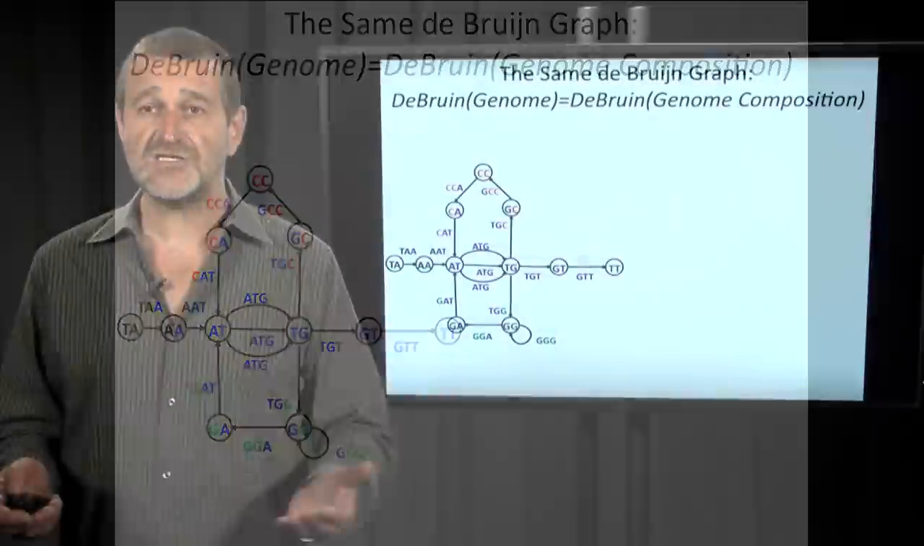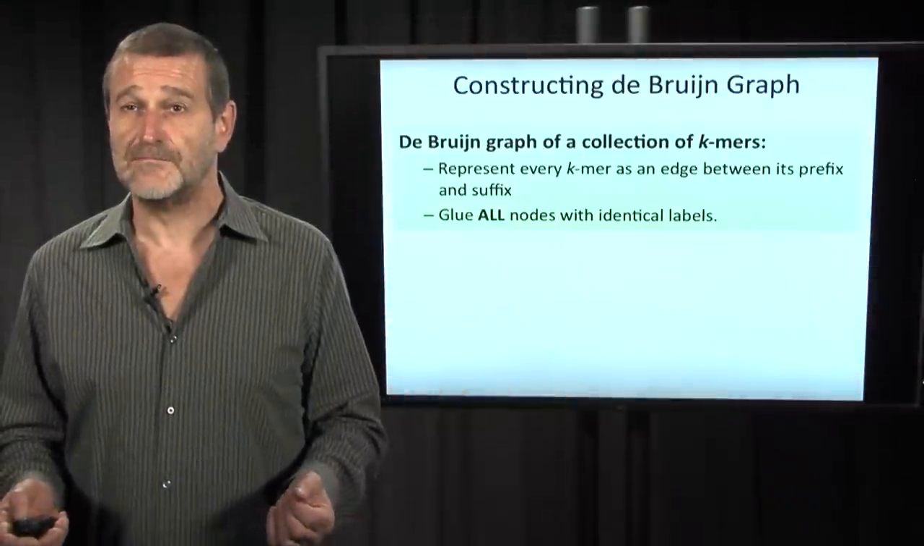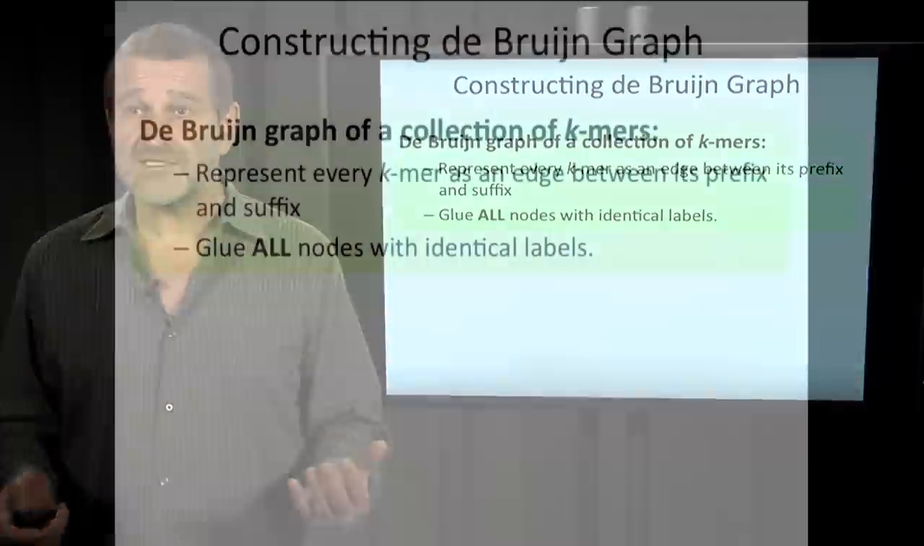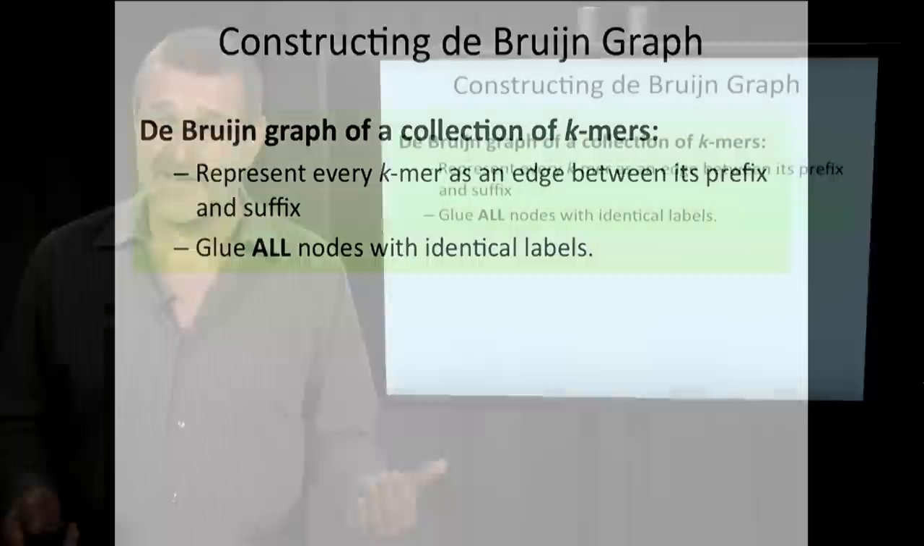So what we have just shown is that even in the case the genome is unknown, we can construct the same de Bruijn graph as in the case the genome is known. And this is great, which means that the next step we need to address is how to find Eulerian paths in the graph. For construction of the de Bruijn graph, the algorithm is very simple. We simply need to represent every k-mer as an edge between its prefix and its suffix. And afterward, glue all nodes with identical labels. It is a two-line algorithm.